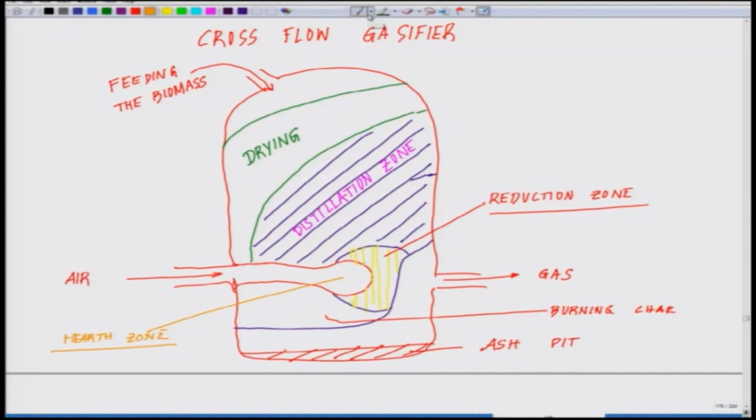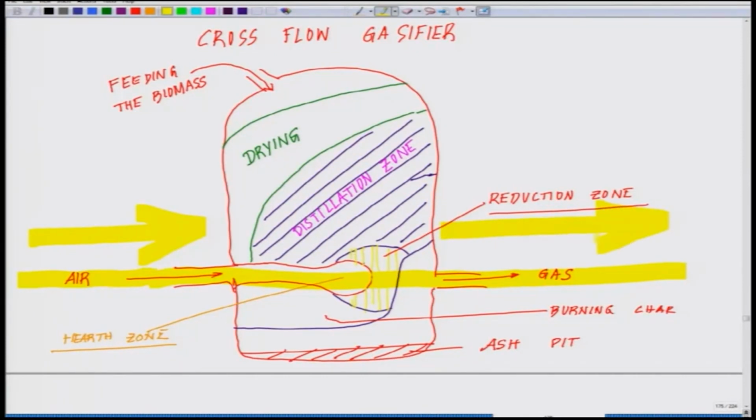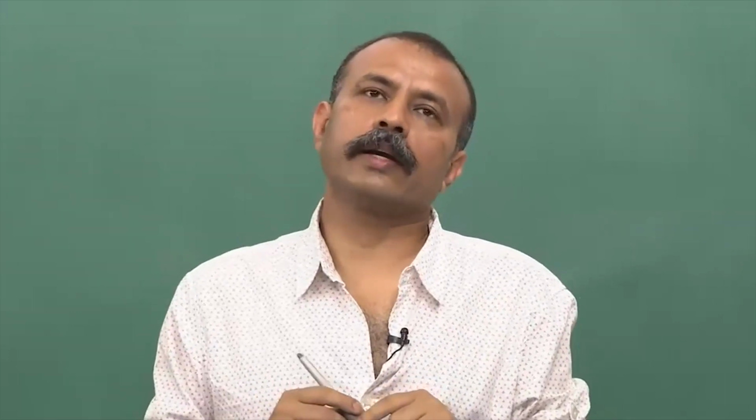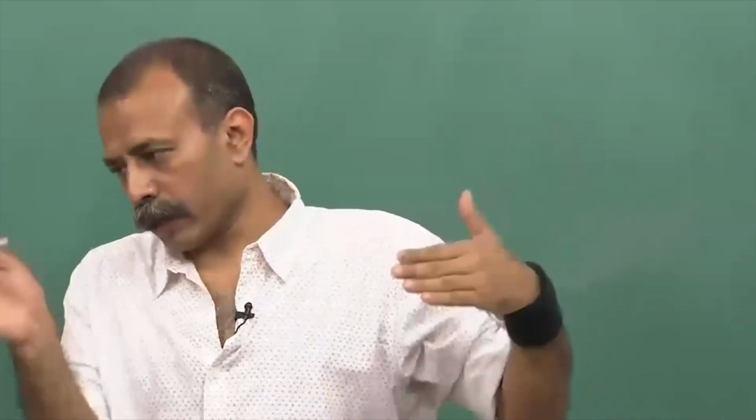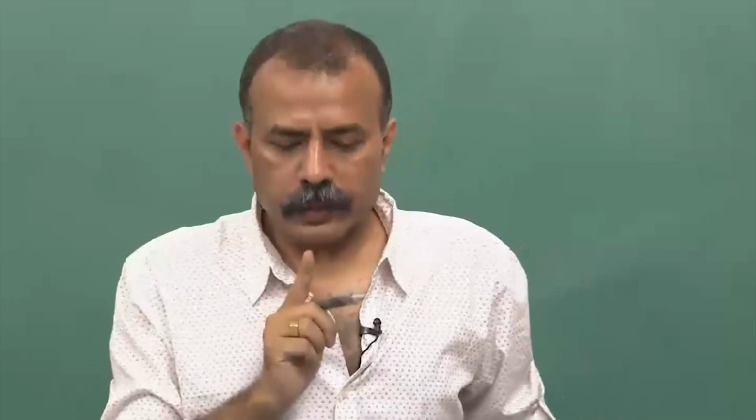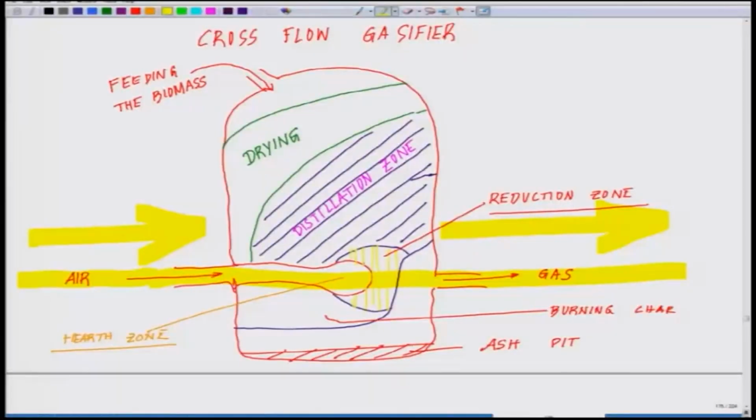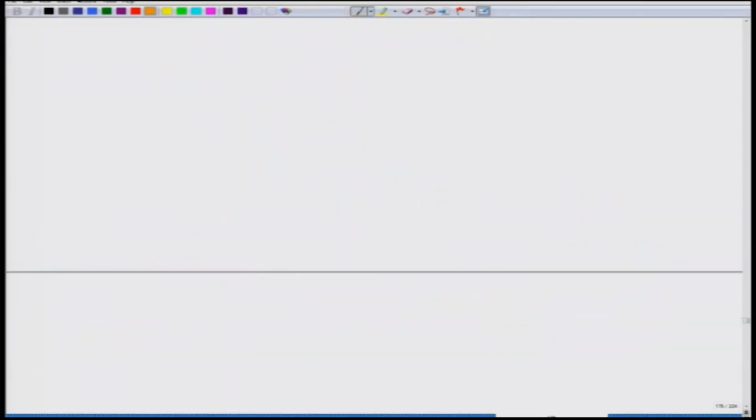And so, this is the highlighting feature of this whole thing: same level. There is a cross flow happening at the same level. Unlike the other ones, where the gas port and the air port are at different levels, here both the ports are at the same level. Air is coming in and gas is going out like this. So, this is the classic signature of a cross flow gasifier. Now we will write some of the basic characteristics of the cross flow gasifier.